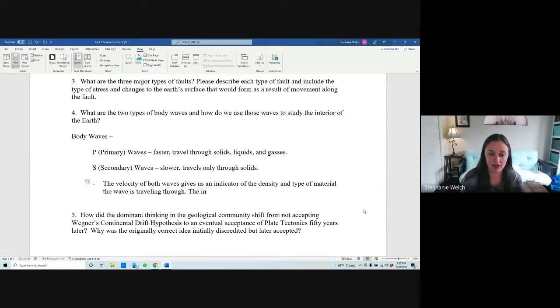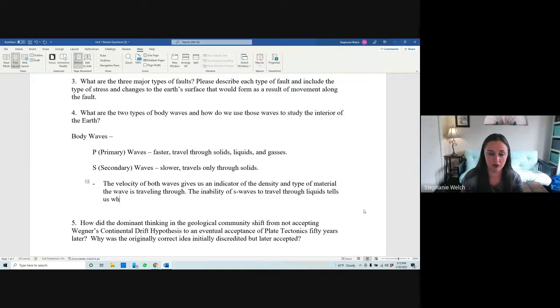Second part of this, the inability of S waves to travel through liquids tells us where there are non-liquid areas in the mantle, or non-solid areas in the mantle. Molten rock exists.